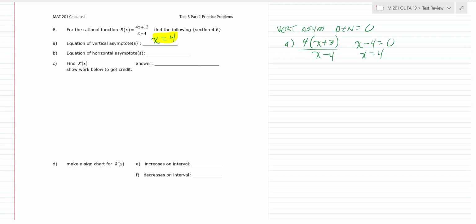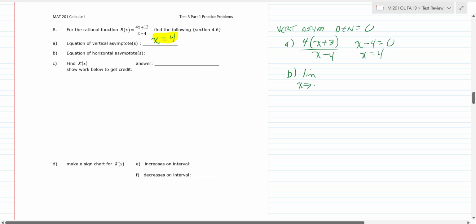Okay, horizontal asymptote, there's a couple of ways that we learned how to do that. One simple way, and this is kind of an interesting way to do this, you could do the limit as x goes to infinity of 4x plus 12 over x minus 4. You don't have to do it this way, but this is an infinity over infinity form. And if you did L'Hopital's rule, you would just get the limit as x goes to infinity of 4 over 1. That's equal to 4.